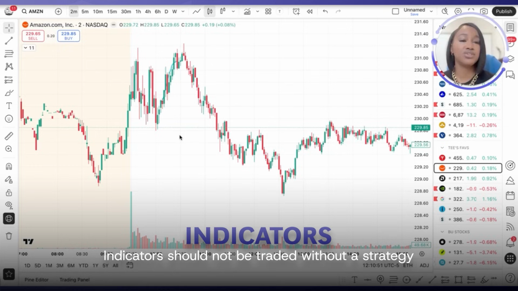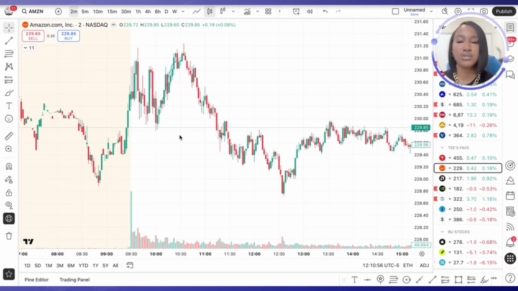Indicators should not be traded without a strategy, right? It's not a standalone. So you should have a strategy of how you're going to enter into the trade, why you're taking the trade, where's your profit target, why you're going to get out of the trade, okay? So making sure that you're not just using indicators standalone by themselves. Indicators should be used as confluence to agree with your reason for getting into the trade, okay?